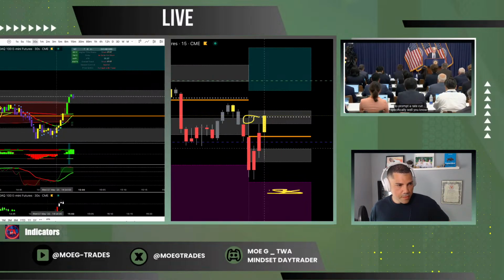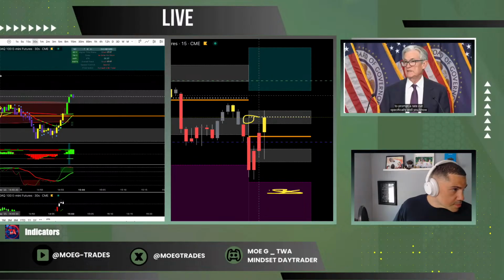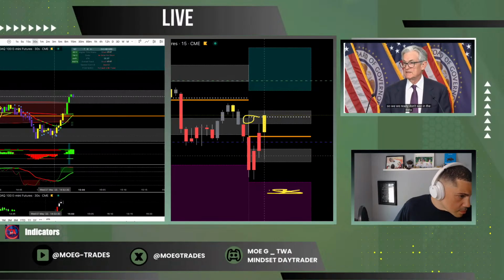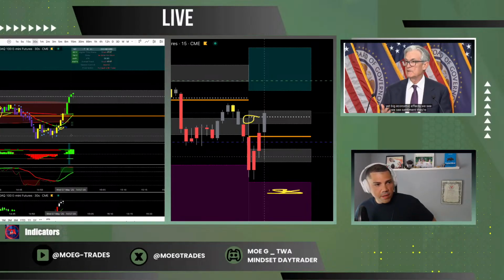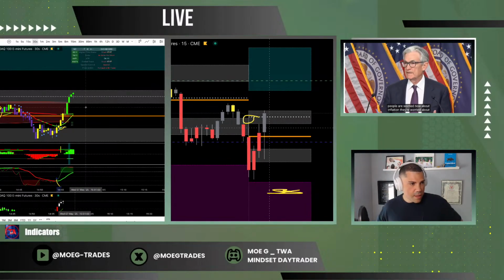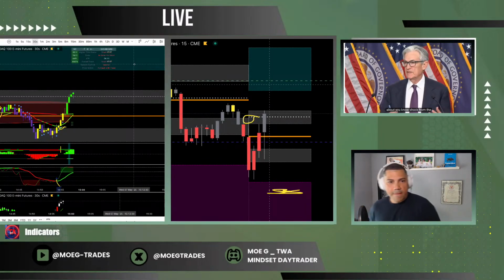Well, we really don't see big economic effects in the data yet. We see sentiment data showing that people are worried about higher prices and inflation, worried about a shock from the tariffs, but that shock hasn't hit yet.